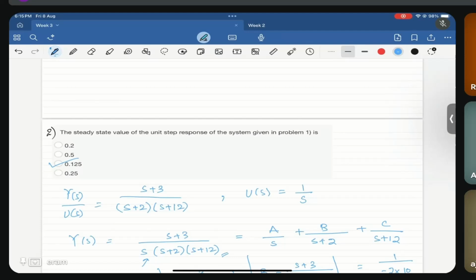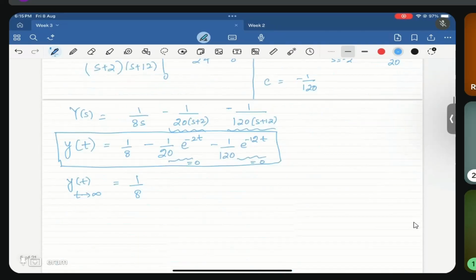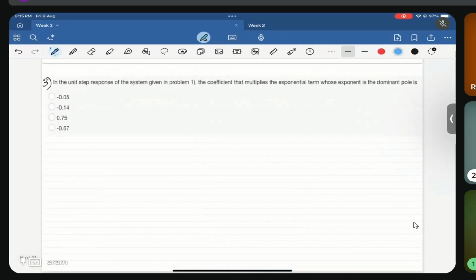How many of you calculated it correctly? 1, 2. Okay, so very simple one. We have already done these types of questions.